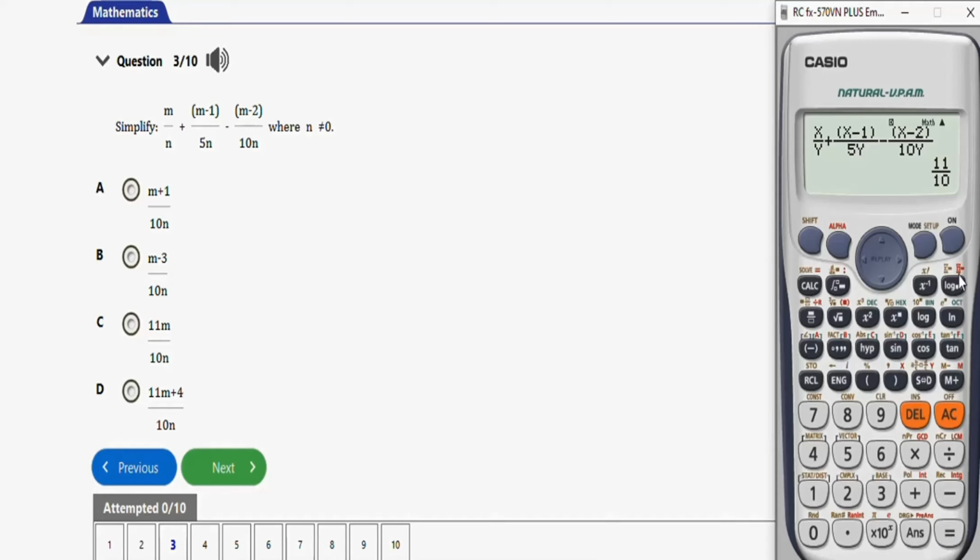11 over 10. So right now we're going to simplify the options. Anyway, that gives us 11 over 10, which will basically be the answer to this question.